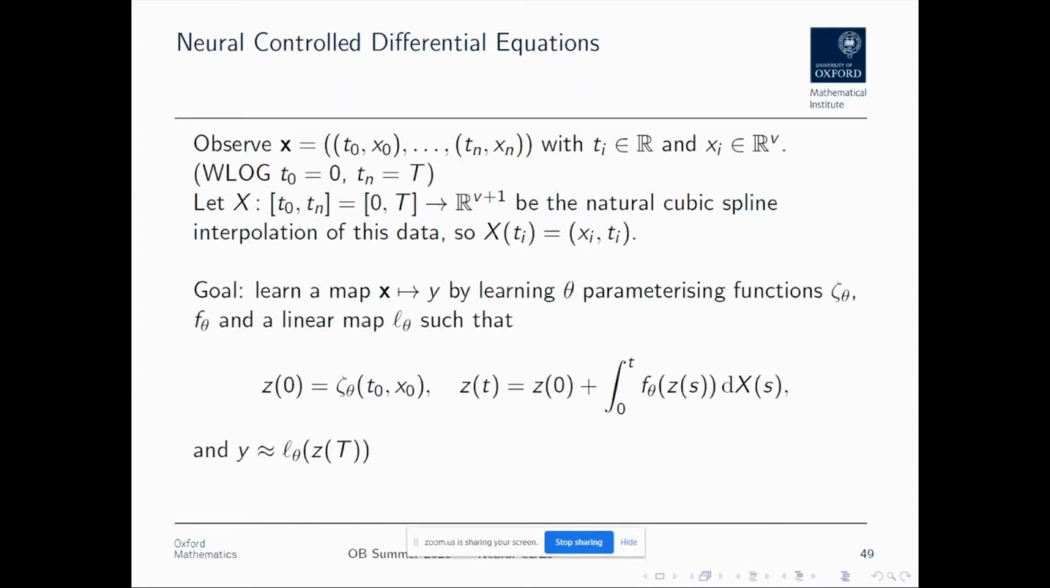And then, very much as before, we're going to either have some readout at the end for y, or if y is time dependent, then we can ask that we read out all the way along. So for example, this gives us a way of doing sequence-to-sequence models. As you can see, what we've essentially done is just parameterize the system of a CDE by a neural network.